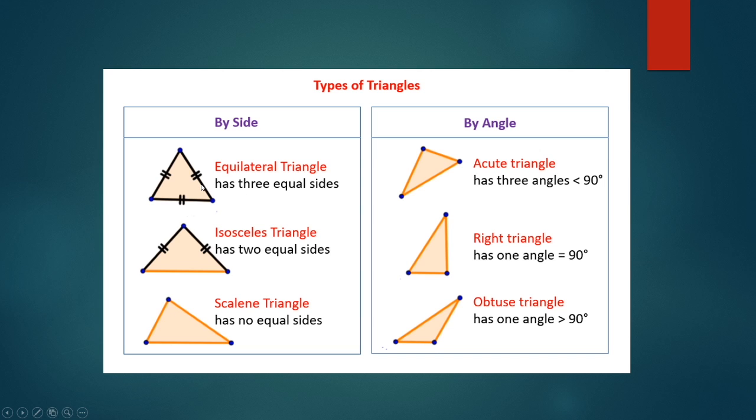If three sides are equal, equilateral triangle. Two sides are equal, isosceles triangle. Three sides are different, we call it a scalene triangle.